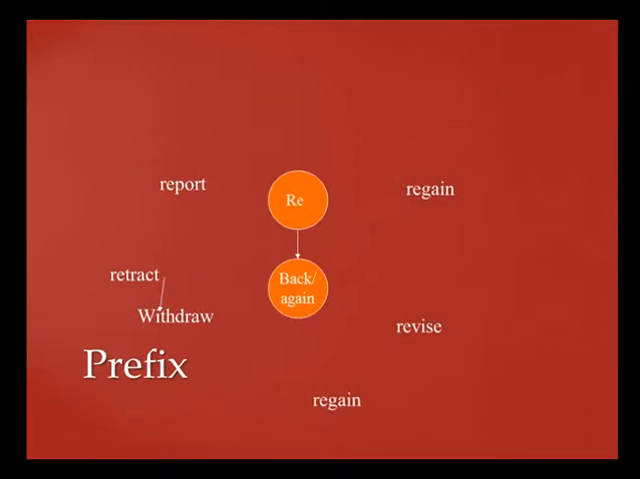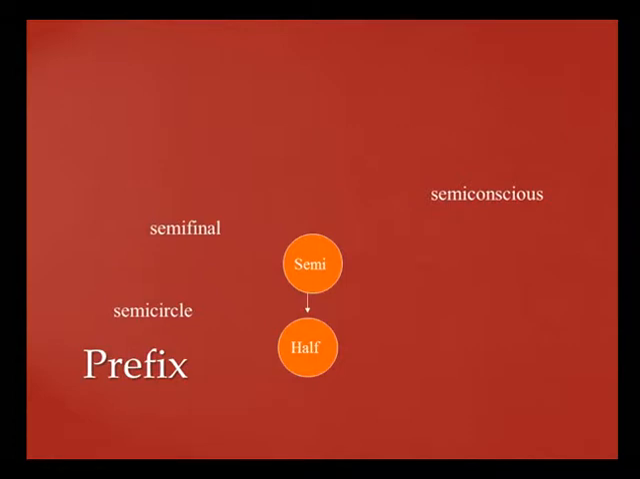The next root is semi. Semi is for half. Semi is again used as a prefix only. When you say semicircle, that means you are talking about half part of a circle. Semi-final, that means you've not reached the final yet. You've reached the half of the finals. Semi-conscious. Somebody who's not fully conscious, somebody who's partially conscious would be semi-conscious.